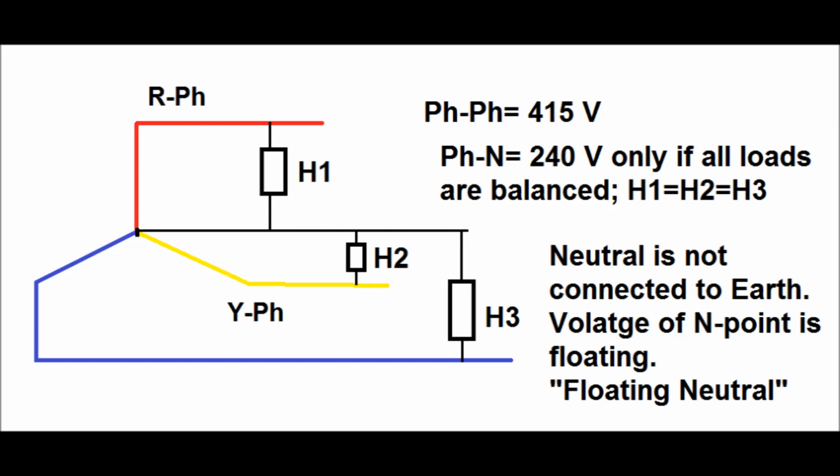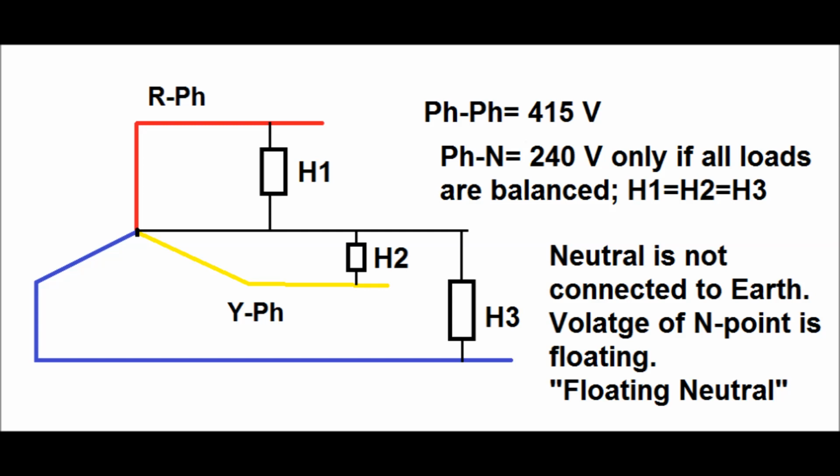Now if the neutral is not connected to earth, the voltage of the neutral point is undefined. The phase to neutral voltage is here 240 volt, but the phase to phase voltage is 415 volt. But what is the voltage of the neutral point? If it is a balanced load, that is, the loads of H1, H2, H3 are the same, then the neutral point voltage is 0. But with respect to earth, the neutral point voltage is undefined, and this is why it is called the floating neutral, that is, the voltage of the neutral point is floating.